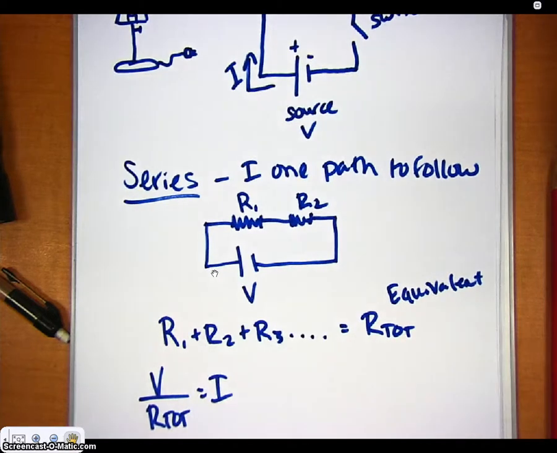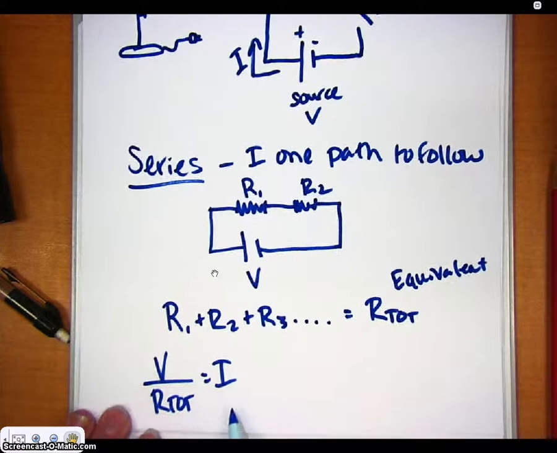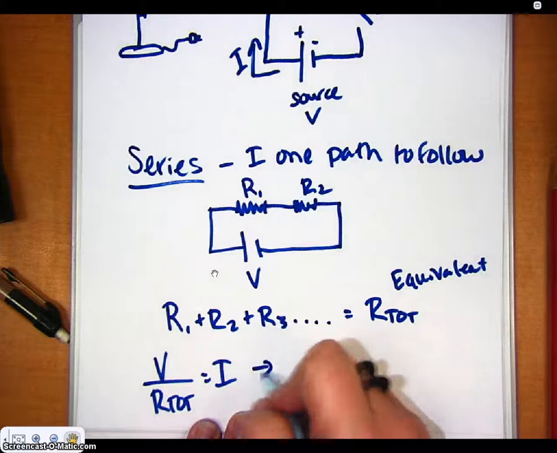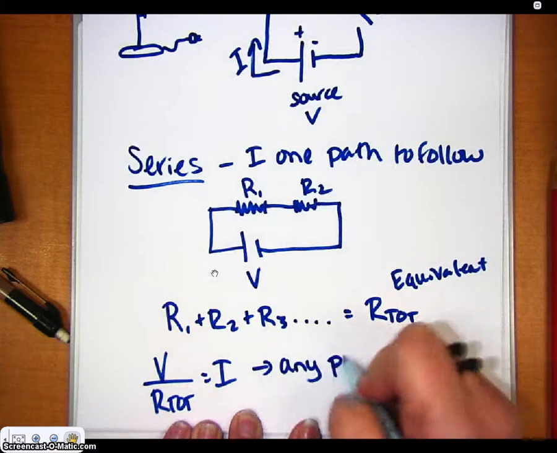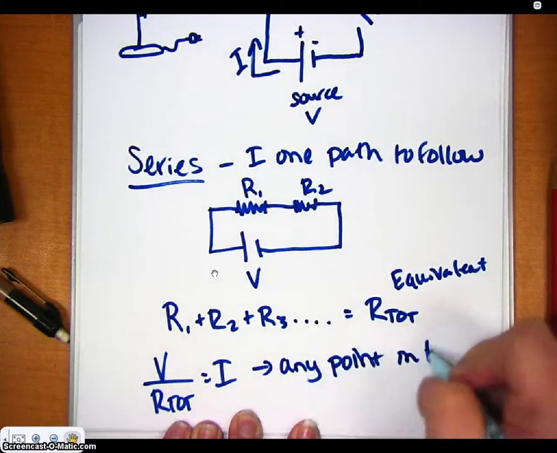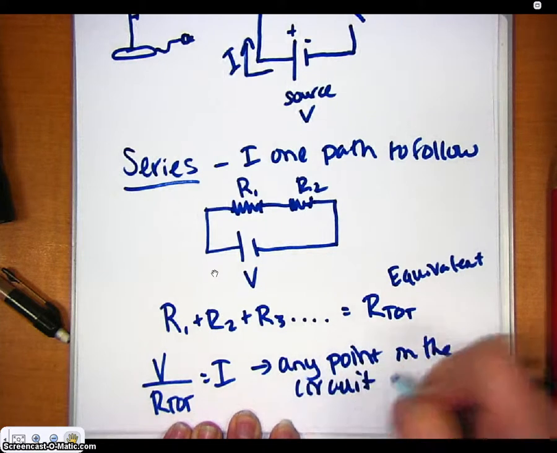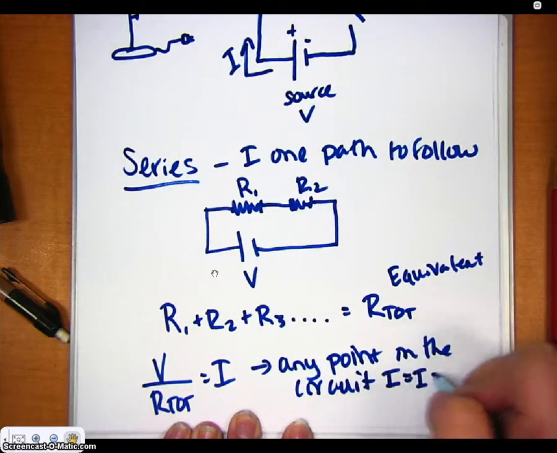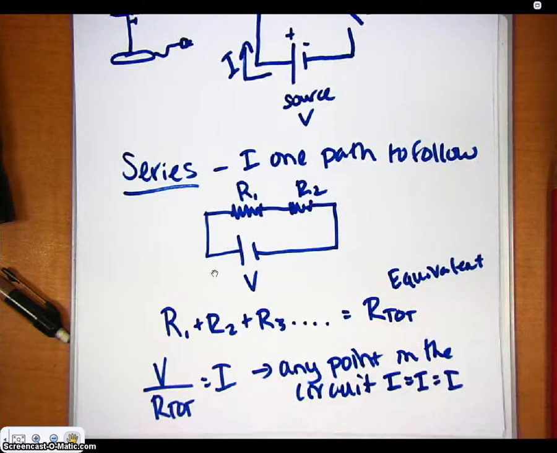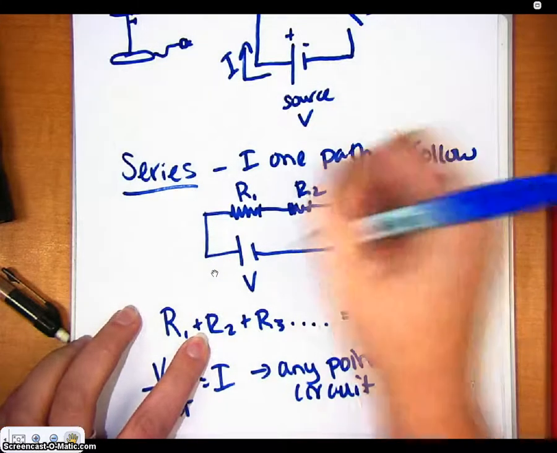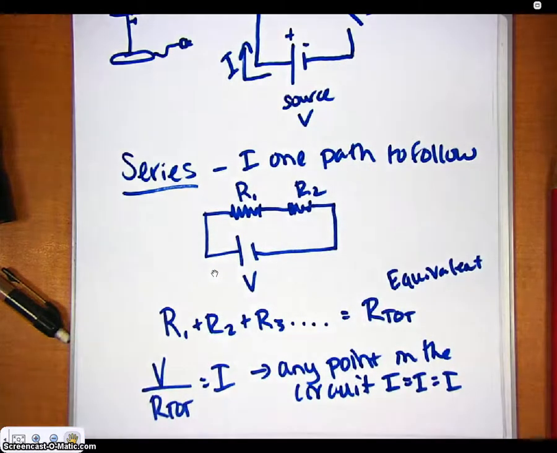Because all of those resistors are acting at the same time, and the current only has one path to follow, at any point in the circuit the current is the same. If I were to measure it here or here or here, anywhere, I would always get the same current.